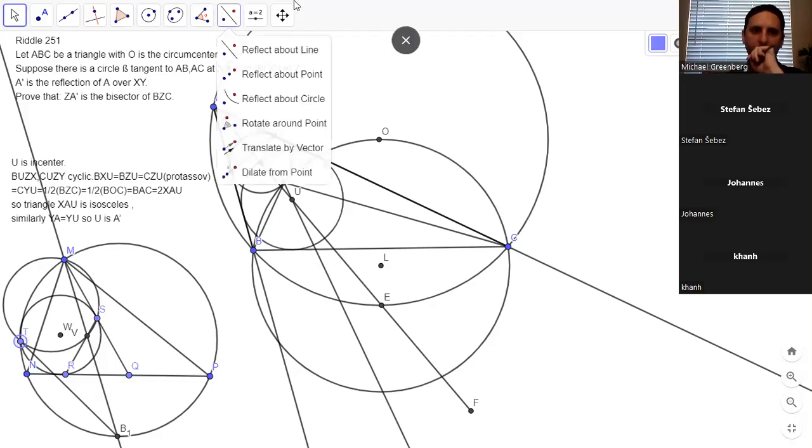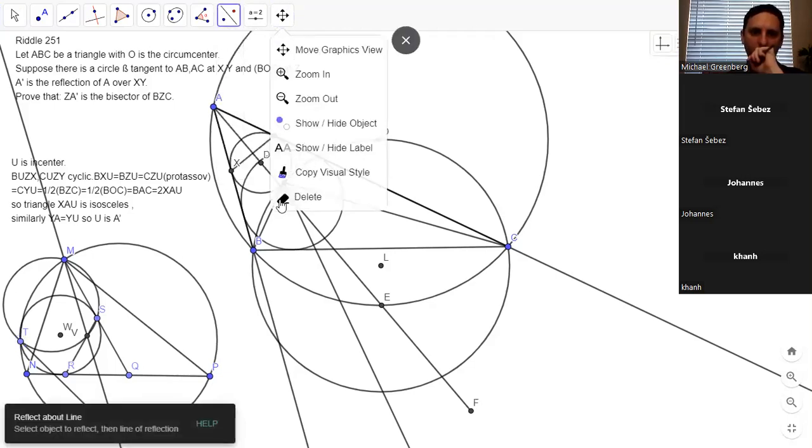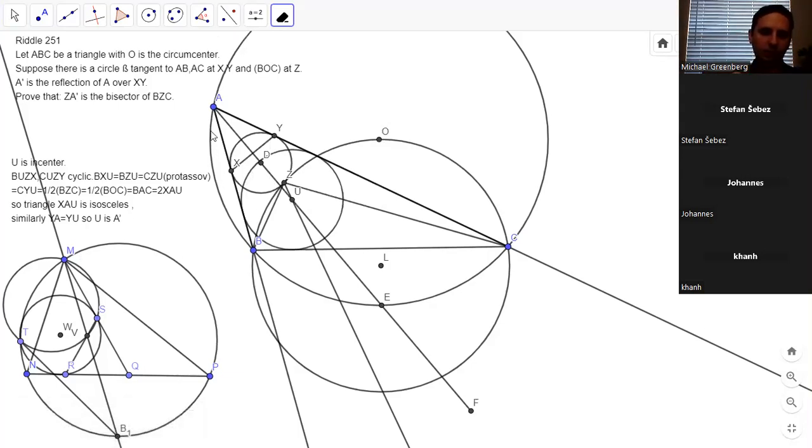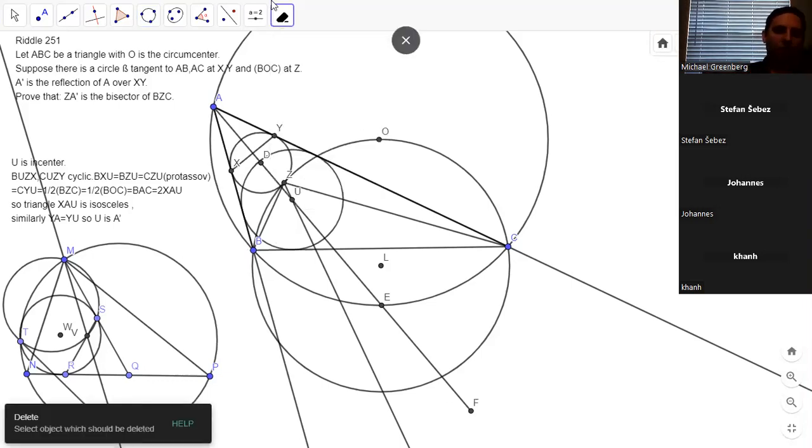Yeah, so this is like the proof that XDZU is cyclic. Or I'm sorry, BUZX is cyclic. That's basically what this is. Actually, yeah, there's one more step before that. Wait, let me just. Okay.